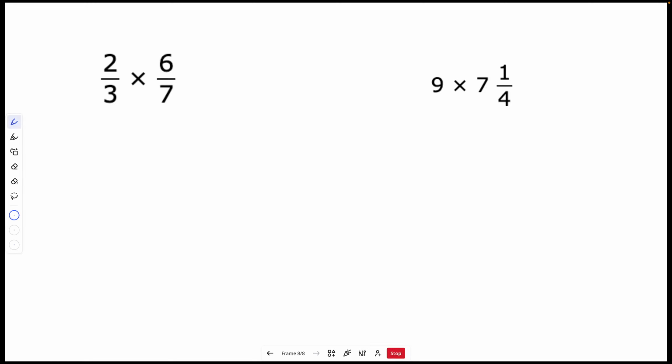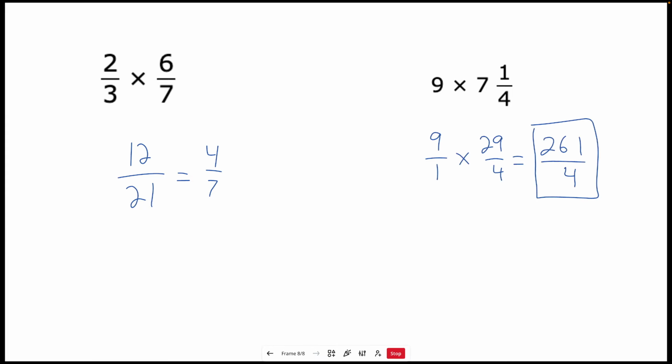Okay, now that you've had time to work these problems, let's check your solutions. For the first problem, you should have gotten 12/21. If you want to reduce it, or your teacher wants you to reduce it, then this would be 4/7.